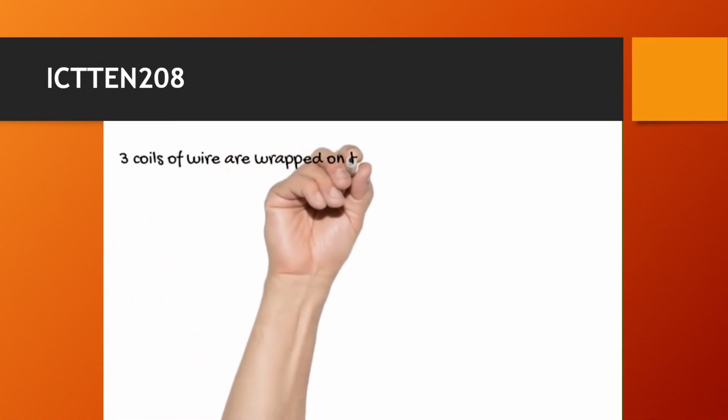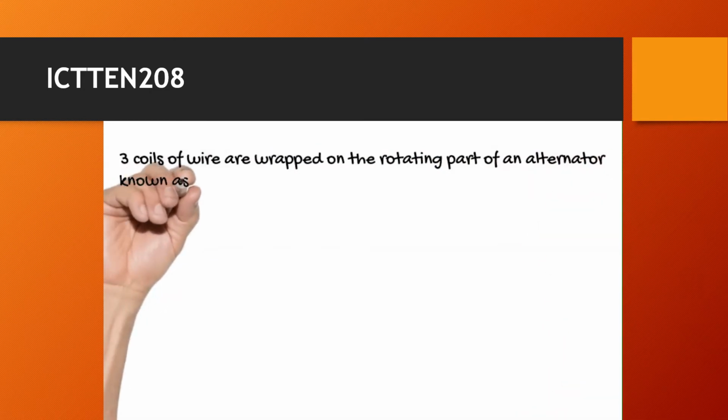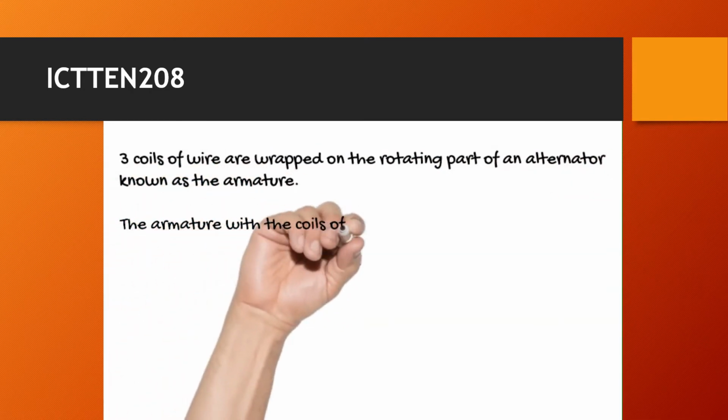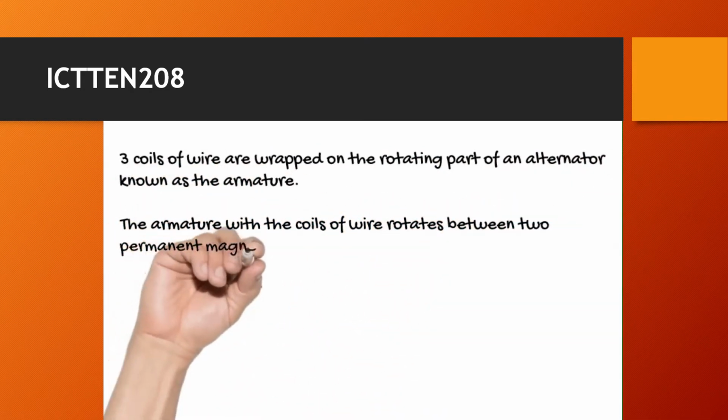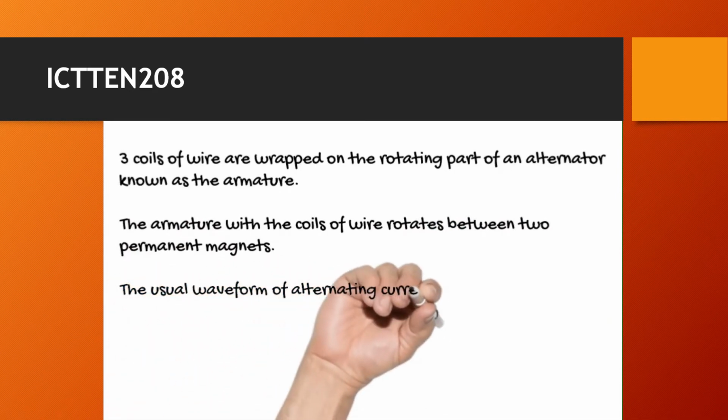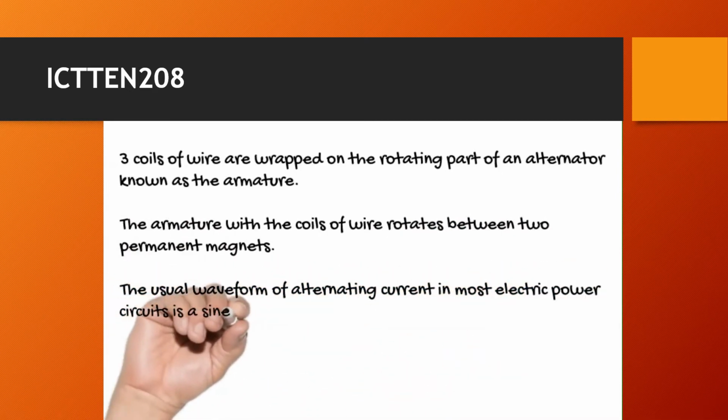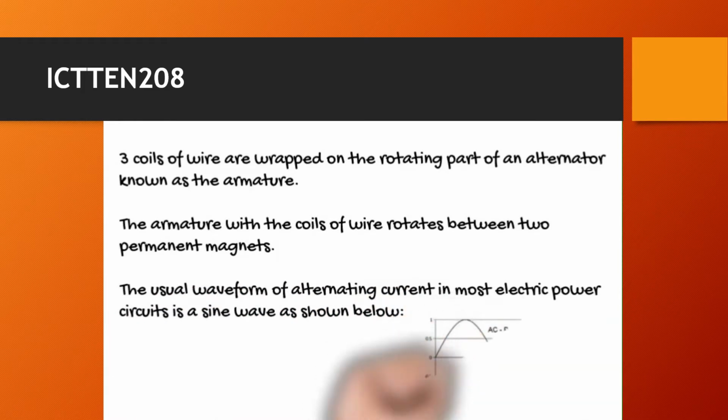Three coils of wire are put on the rotating part of an alternator known as the armature. The armature with the coils of wire rotates between two permanent magnets. The usual waveform of alternating current in most electric power circuits is a sine wave, as shown below.